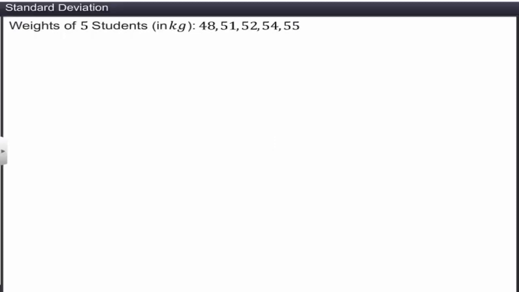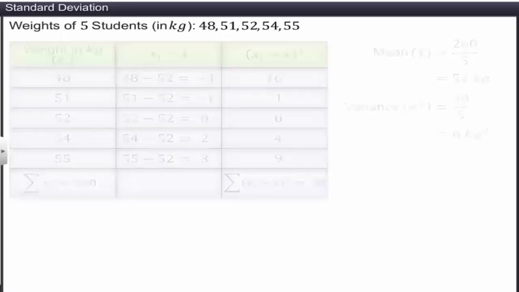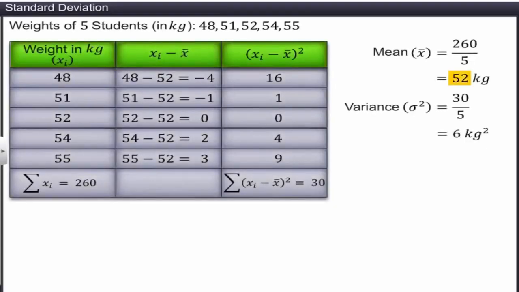Let's look at the weights of 5 students. The mean of the given data is 52 kilograms and its variance is 6. Here, it is clear that the unit of the observations and the mean is kilogram, while the unit of the variance is kilogram squared. Thus, the variance cannot give proper information about the data.